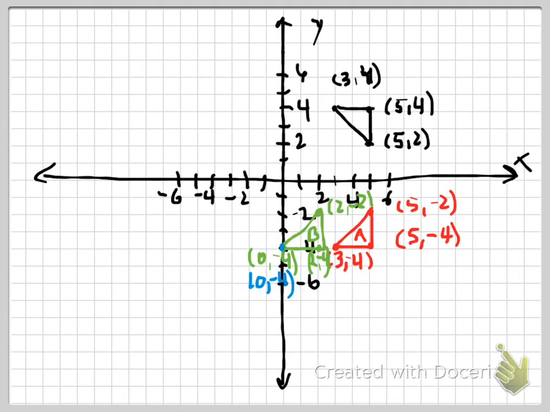And then we're going to take the (2, -4), we're going to take the 2 and make it a -2, but we're going to keep the -4. So we get (-2, -4). And then the (2, -2), we're going to take the opposite of 2, which is -2, and keep the y value, which is -2. So we're here at (-2, -2). And now we have transformation C.